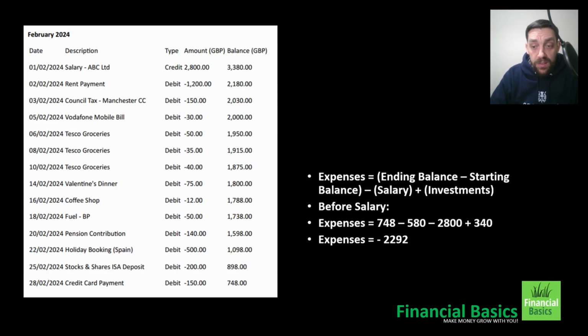Let's look at month 2. The reason why I'm doing this over multiple months is I wanted to demonstrate how you transition from one month to the next. So your starting balance is now the 580, which was your ending balance on the previous budgeting period. The ending balance for this period is 748. They earned one salary in this period, so it was another 2,800, and they invested another 340. So if you work that out, you get 2,292.